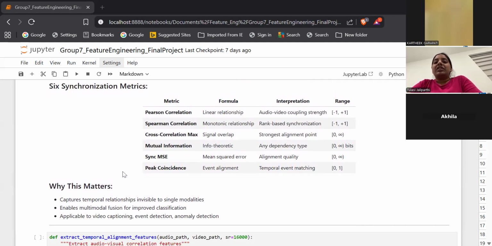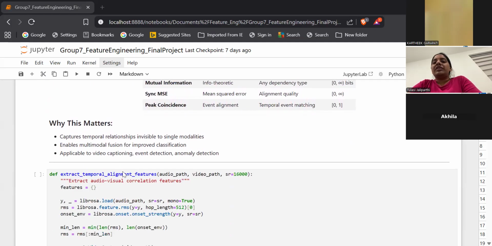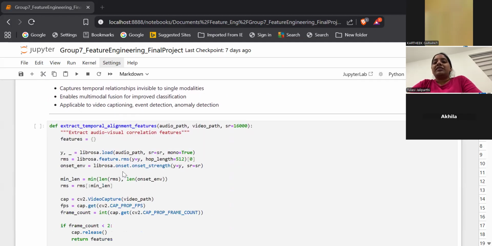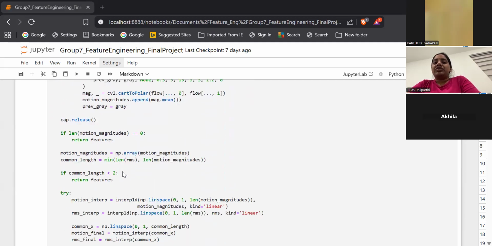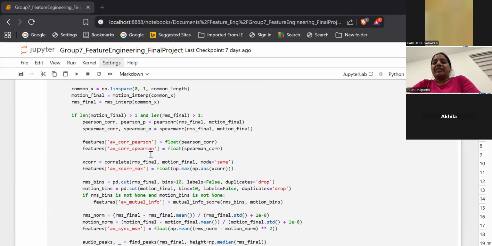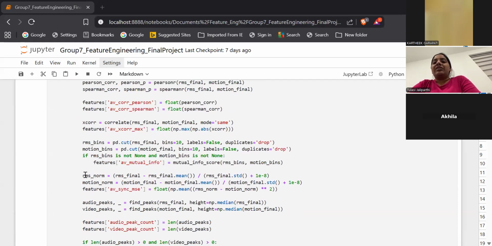We extract audio energy via RMS and onset strength, and video motion via optical flow. After interpolating to a common temporal resolution, we compute 6 metrics. First, Pearson correlation measures linear relationships. Second, Spearman correlation captures monotonic dependencies. Third, maximum cross correlation finds the strongest alignment, allowing time lags.